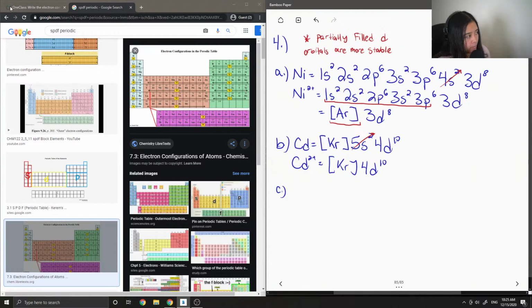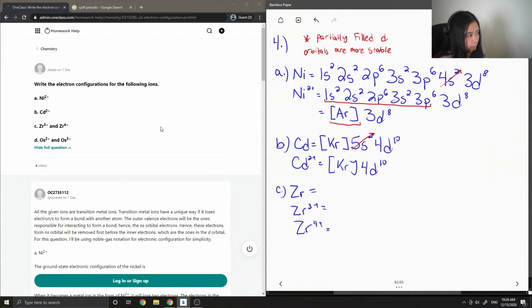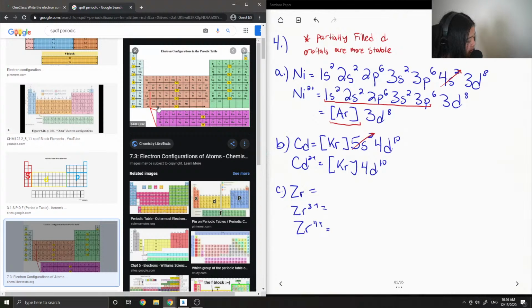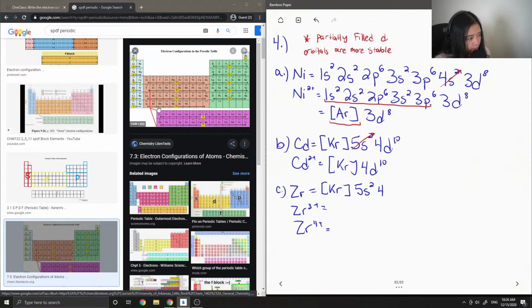For part C, we have zirconium 3+ and zirconium 4+. The neutral electron configuration of zirconium is krypton, and then 5s2. Zirconium is right here: 5s2, 4d2.